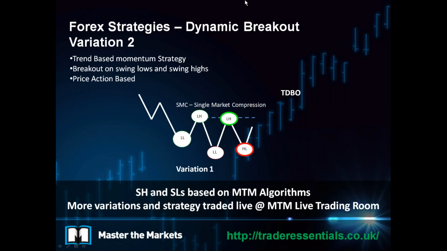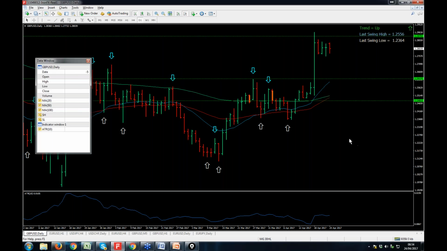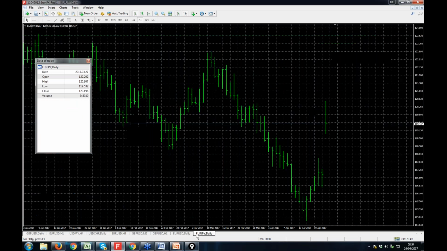So we've already given you a heads up on the backtesting, and we'll show you the spreadsheets and how we backtest a little bit later. I want to show you the dynamic breakout variation 2. That's the single market compression. So let's have a look at how that one actually works.